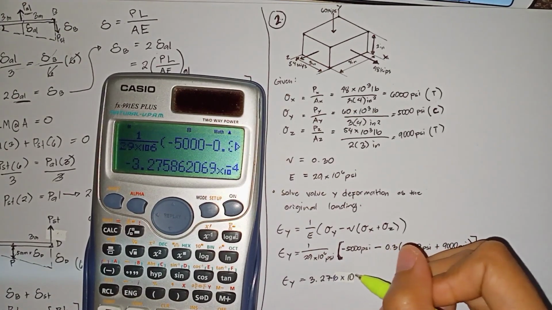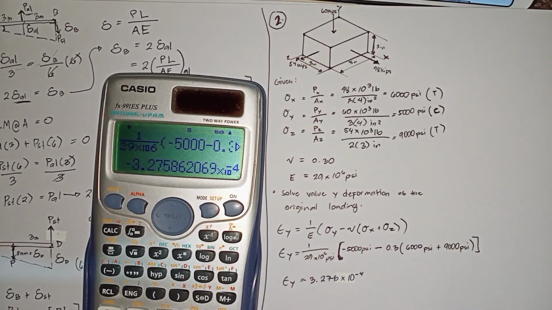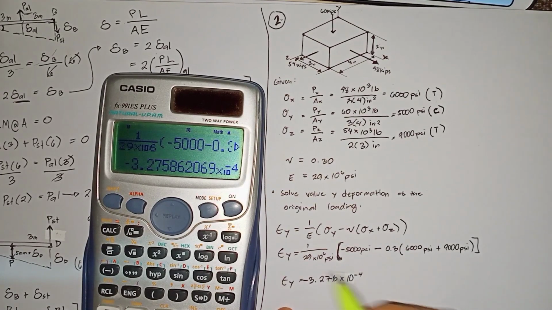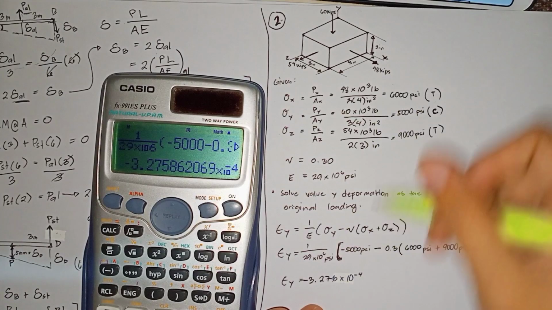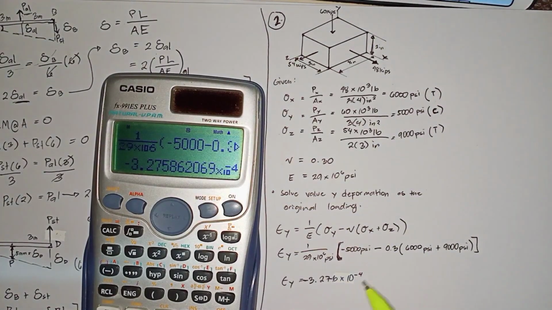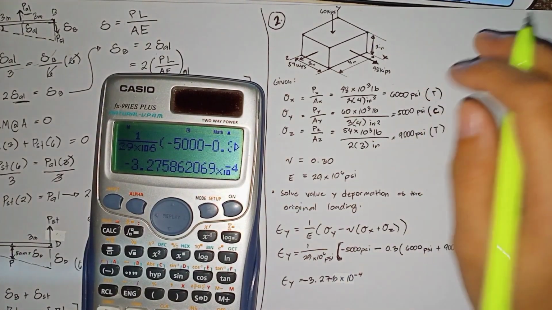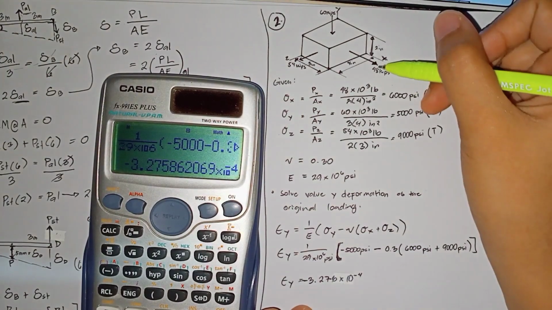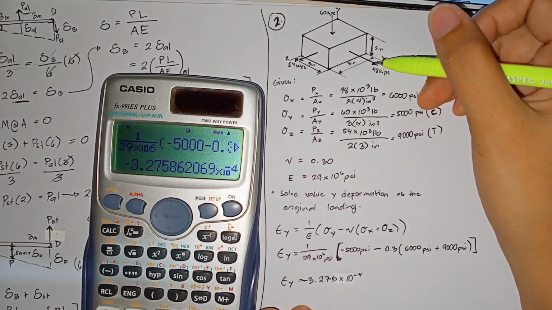Times 10 raised to negative 4. Okay, so negative siya, therefore, yung nangyayari sa strain y is nagdi-decrease, ibig sabihin lumiliit to. Okay, so now, ang problem kasi natin doon sa question number 1 is ano daw yung magiging value ni y sa single loading.